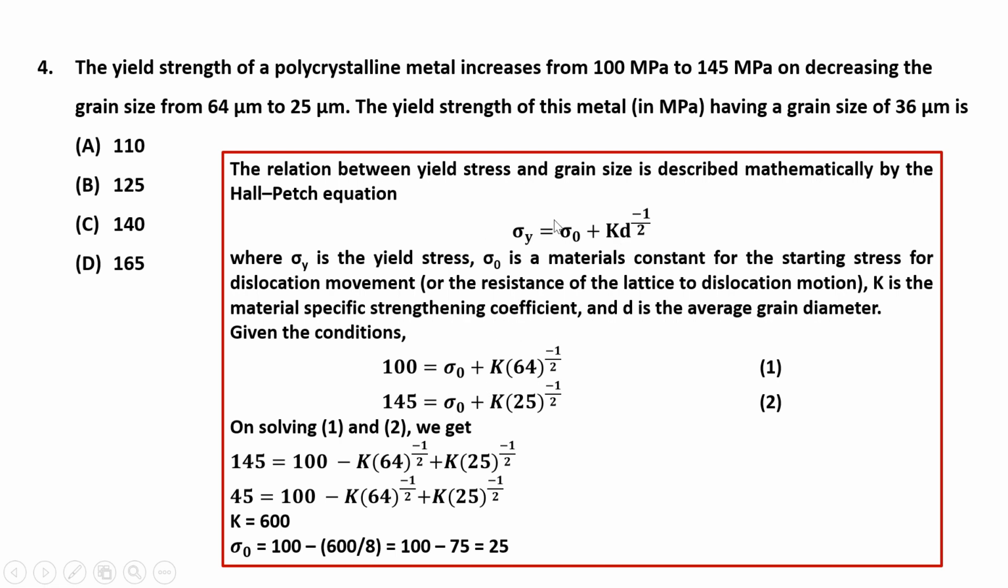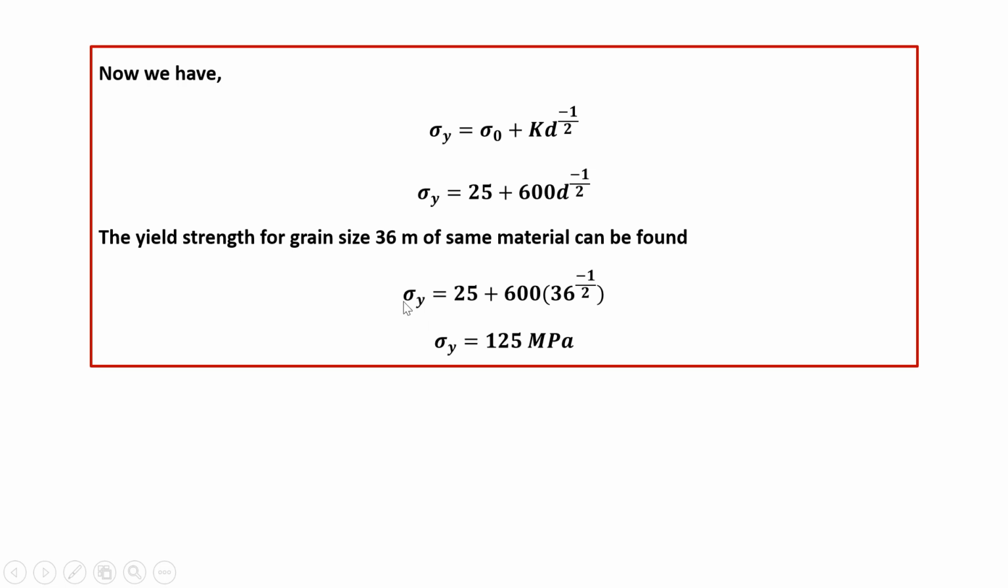We have got the value of sigma 0 and also the value of k. Now we substitute these and find sigma y when D is equal to 36 microns. So sigma y is equal to sigma 0 plus k D power minus 1 by 2. On substituting, sigma y is equal to 25 plus 600, 36 power minus 1 by 2. Therefore, sigma y will be equal to 125 megapascals.